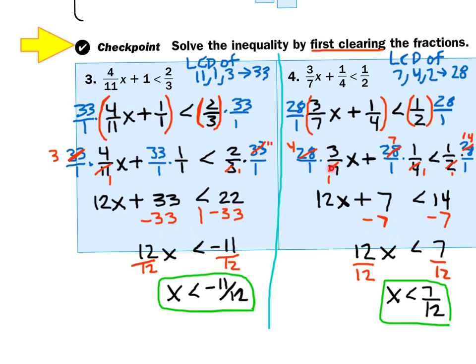And then start at the denominator, start at the 7. 7 goes into 28 4 times. 4 times 3x gave me 12x. Bring down the plus, then start at the denominator. 4 goes into 28 7 times. 7 times 1 is just 7. And then bring down the inequality, and then start at the 2. 2 goes into 28 14 times. 14 times 1 gives you 14. So now let's get rid of the adding 7. We're going to subtract 7 on both sides of the inequality. So bring down the 12x, bring down the is less than, and 14 minus 7 gives you 7. So now let's get rid of the 12, divide both sides by 12, so x is less than 7 twelfths, and you're done.